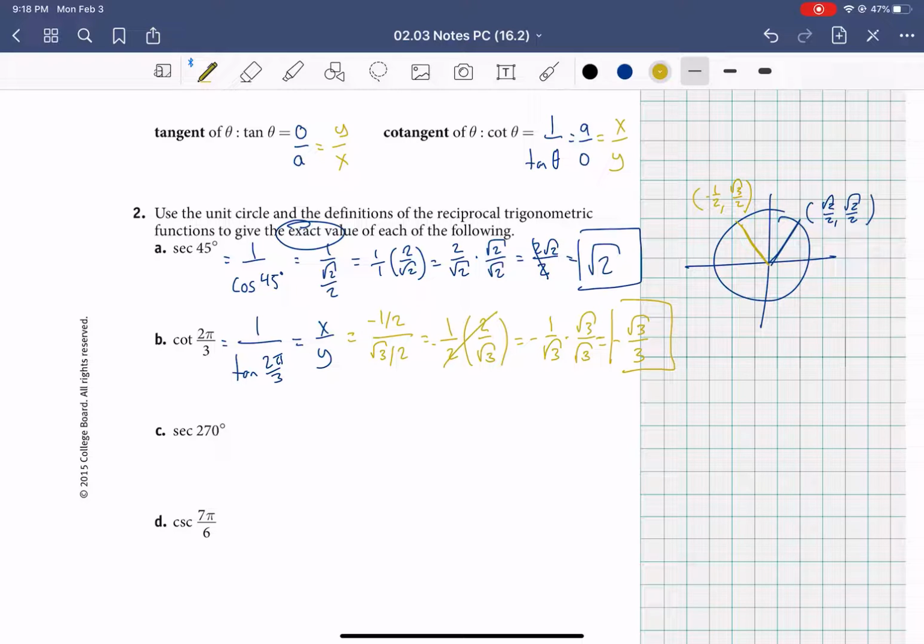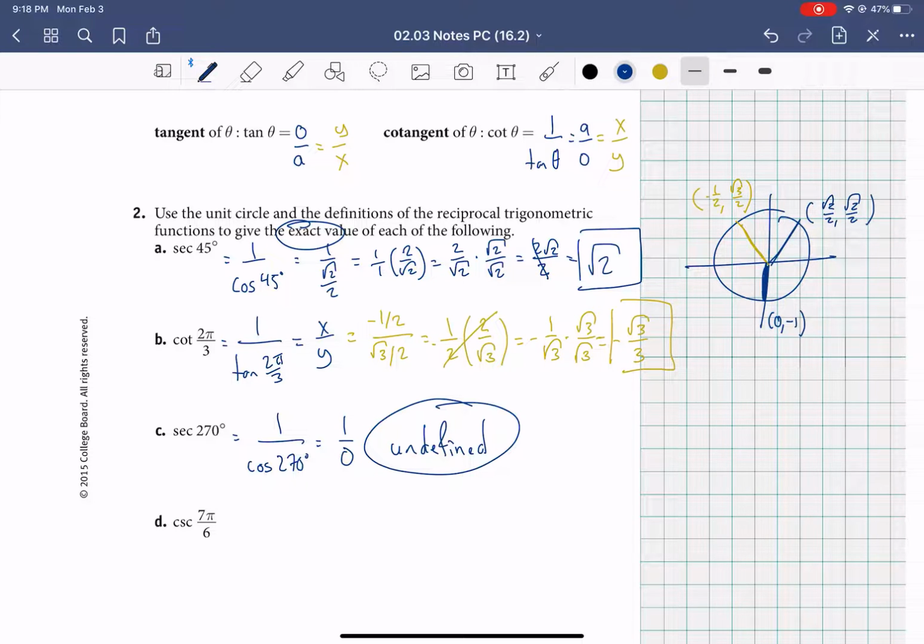Moving on. We have the secant of 270 degrees. So again, reciprocal function. We would want to find the cosine of 270 degrees and put that on the bottom. If we look at our unit circle, 270 degrees is right here. That value is 0, -1. Cosine is the x value, so do 1 over 0. And that will get us undefined. So the secant has an undefined value.